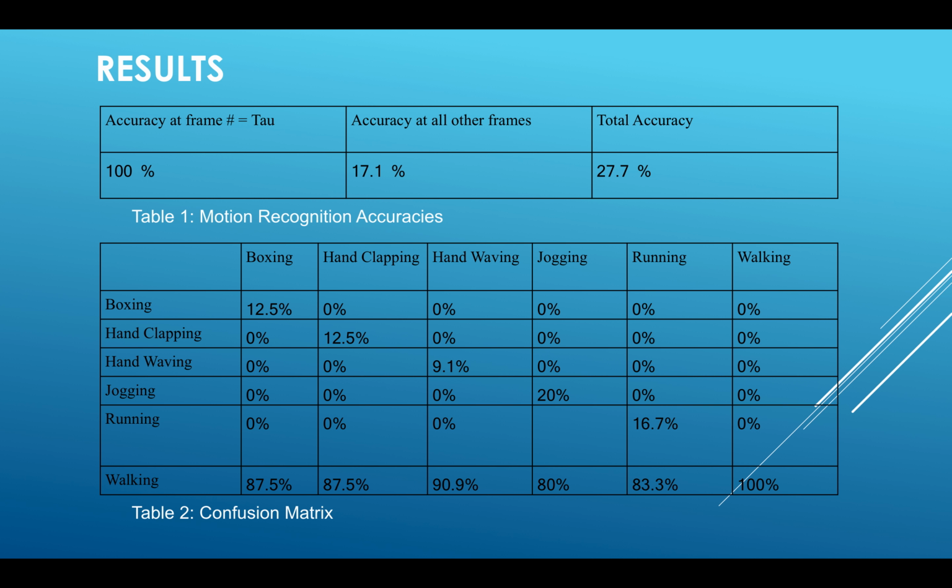So here are my results. What happened here is that when I looked at the beginning of an activity happening, I had really good accuracy. And this is because this is how I trained my classifier. I knew when the activity started, and I trained it from that point.